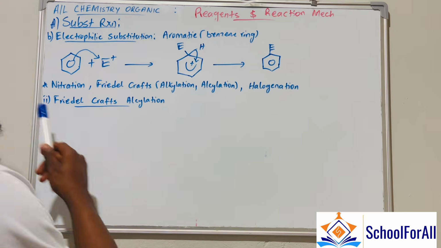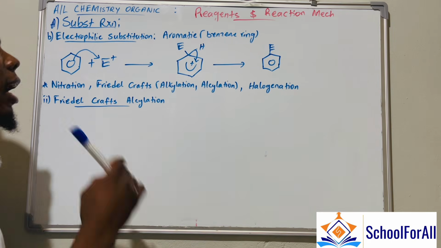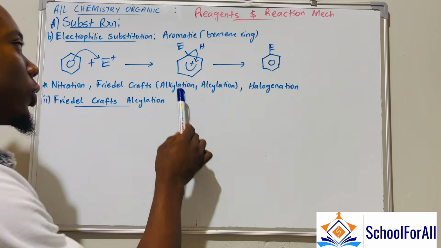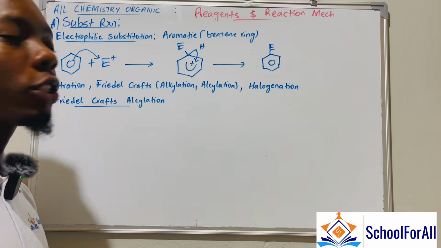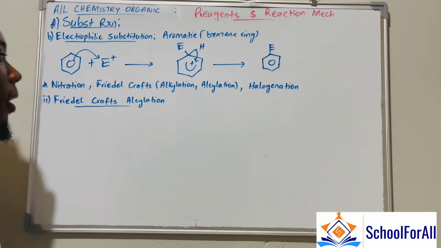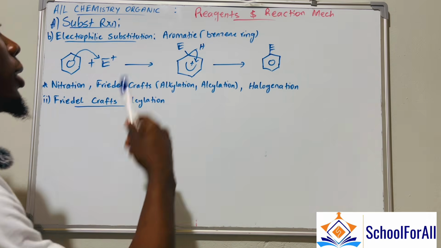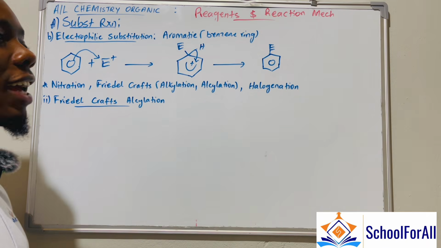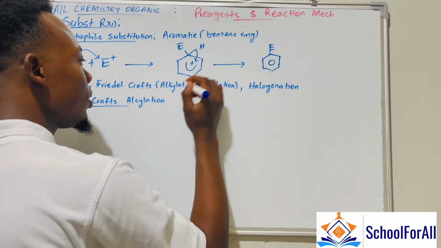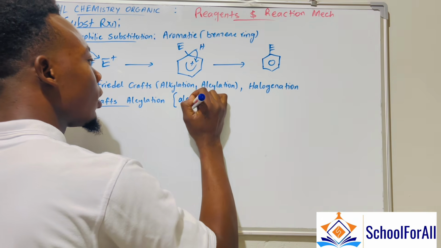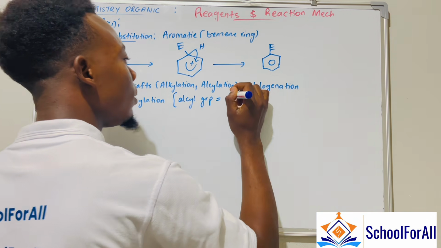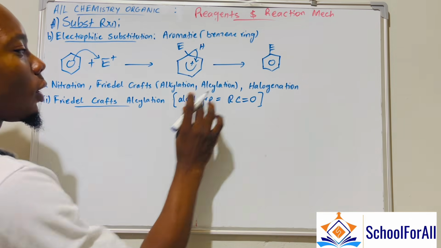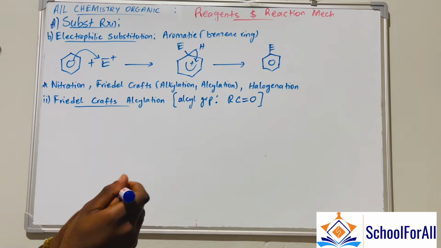Now we will check the second example, which is the Friedel-Crafts reaction. Here we are going to focus directly on Friedel-Crafts alkylation. You will try the Friedel-Crafts acylation and the halogenation at home. Now, what is Friedel-Crafts alkylation? It is simply the substitution of one hydrogen in my benzene ring by an alkyl group using a Lewis acid. So what is an alkyl group? It is simply such a group. This is what I call an alkyl group.